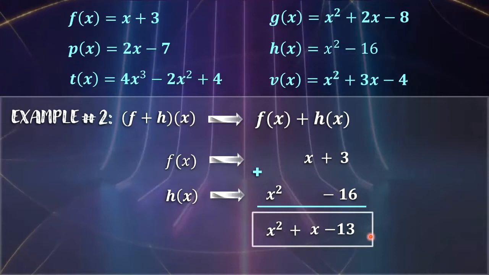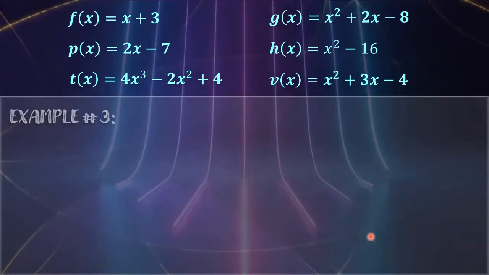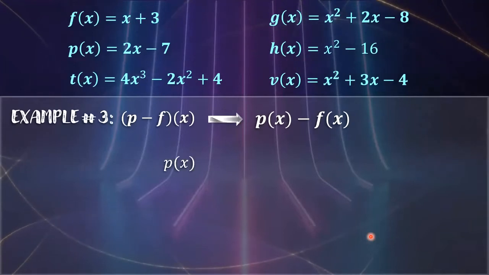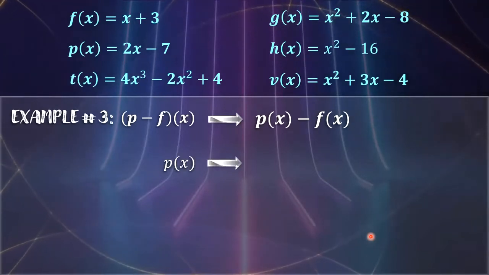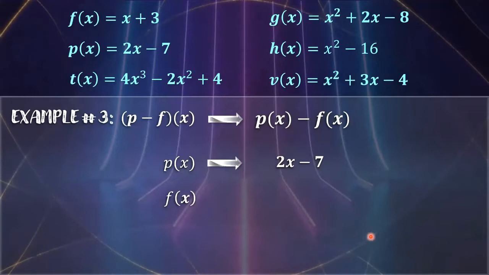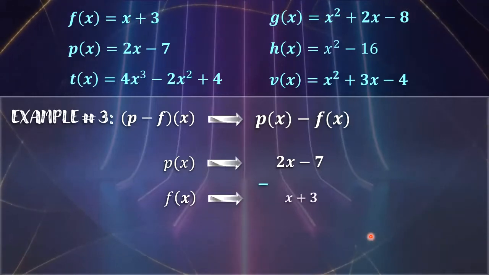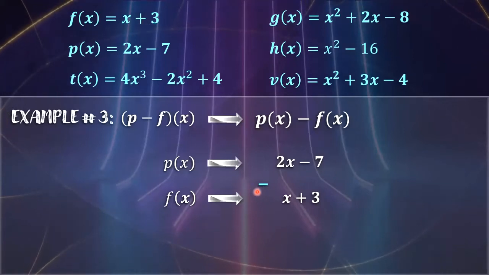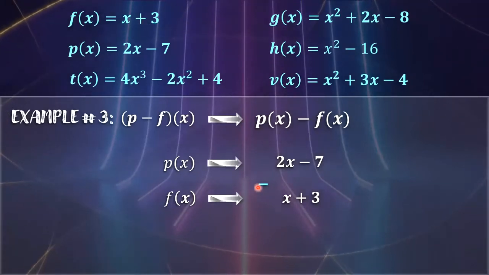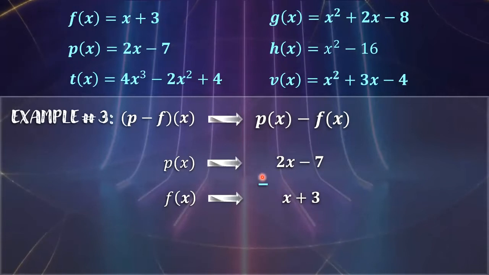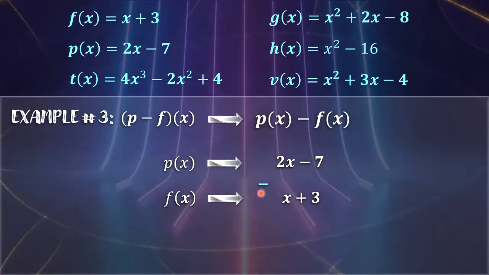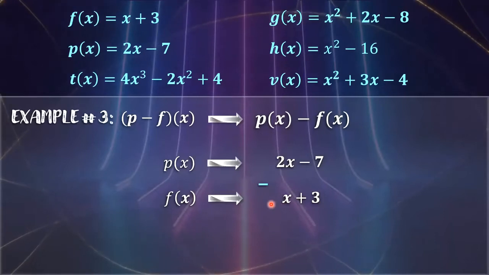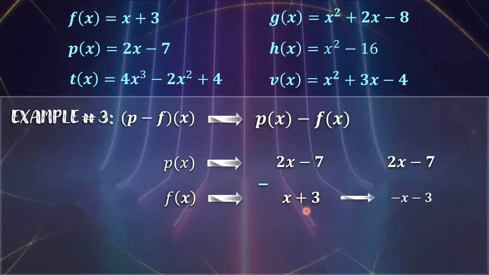Example number 3, we have (p minus f)(x) equals p of x minus f of x. Identify the value of p of x. We have 2x minus 7. And for f of x, we have x plus 3. Now, class, take note. If our operation is minus, or we are asked to solve for the difference, we need to multiply this operation to our second function, or distribute it. That's why this becomes negative x minus 3.